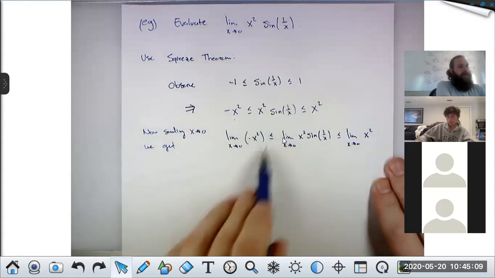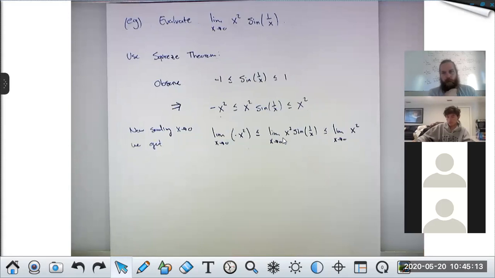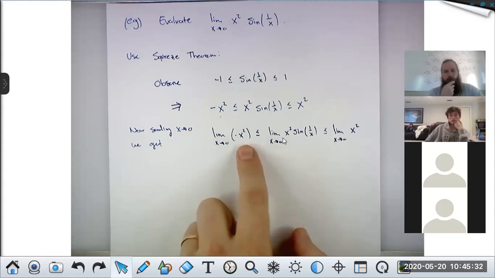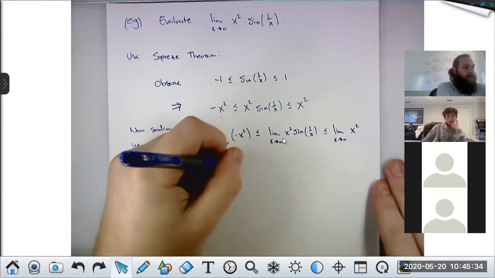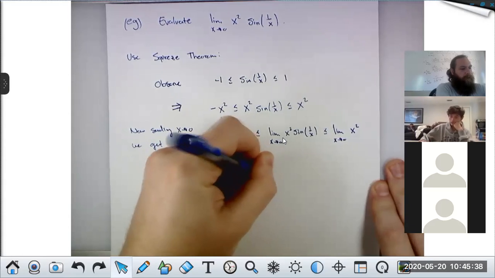What is the limit as x goes to 0 of negative x squared? What is the limit on the left here? Don't think too hard about this. 0? Yeah, 0, right? You can just plug in. This guy is continuous at 0. There's no problems there. So this is 0 is less than or equal to, well, the thing in the middle is what I'm trying to figure out.